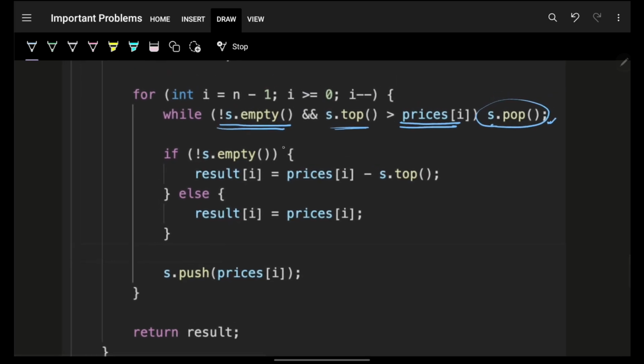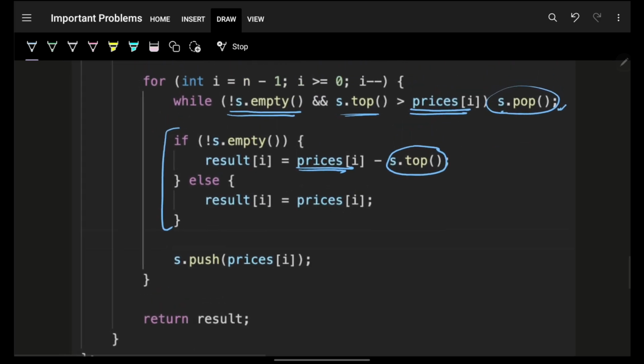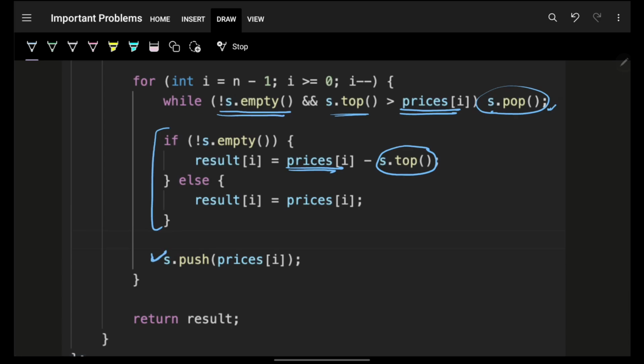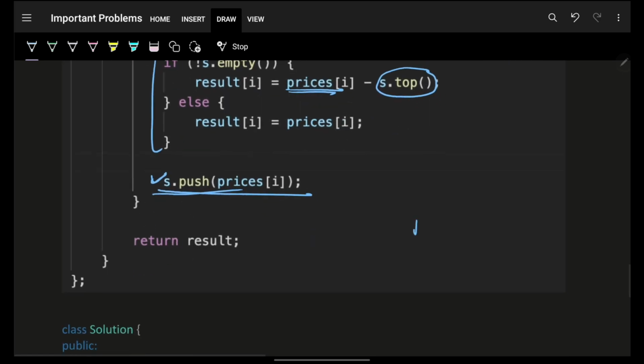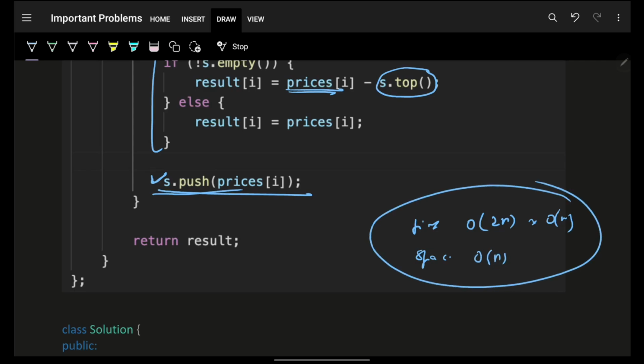Now when I have removed it, either the stack will be empty or not empty. If the stack is not empty, then I will simply grab the top, which is the discount, subtract it from my current price, and this will be my corresponding result, the discounted price. If the stack becomes empty, then obviously I don't have any discount, so I will put the price as is. Ultimately, when this portion is done, I will simply push the current price in my stack. The time here will be at max 2n, which is roughly O of n itself, and space is also O of n because in the worst case I can put all the elements in my stack, and that's your answer.